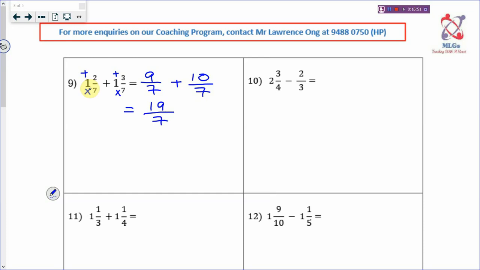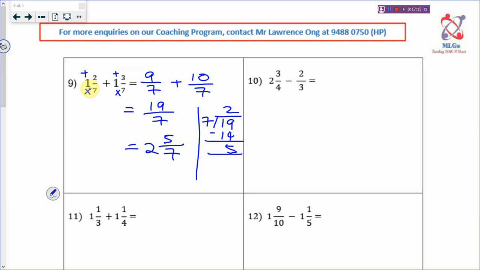And then how do you change back into mixed number? Then you do your dividing, 19 divided by 7. So 2 times 7, you get 14, and your remainder is 5. So the quotient is your whole number, and then the remainder is on top, and the 7 is below. Alright, 2 and 5 over 7. Okay, how about the next one?